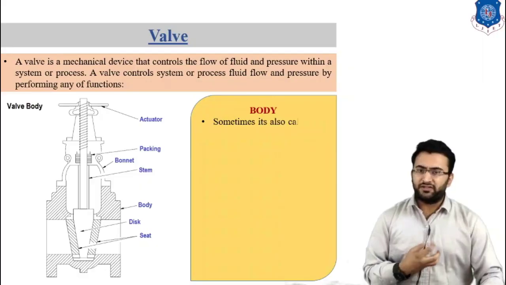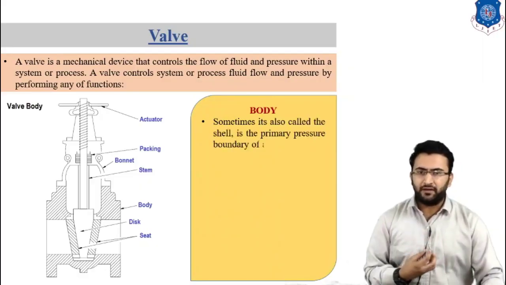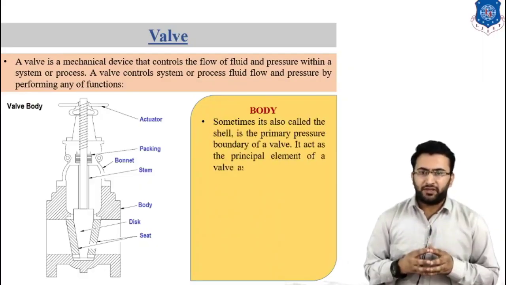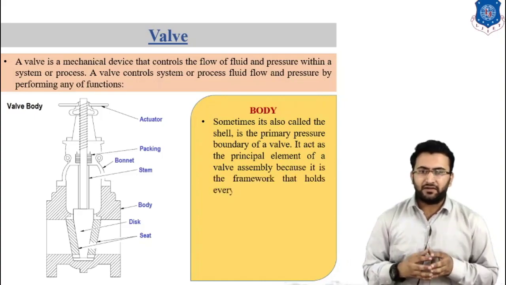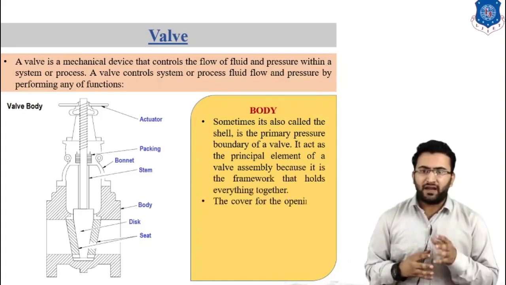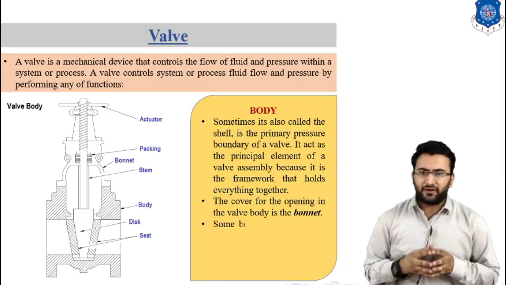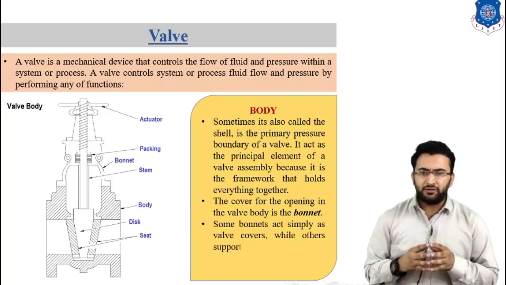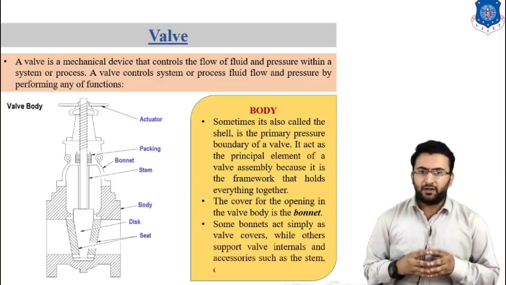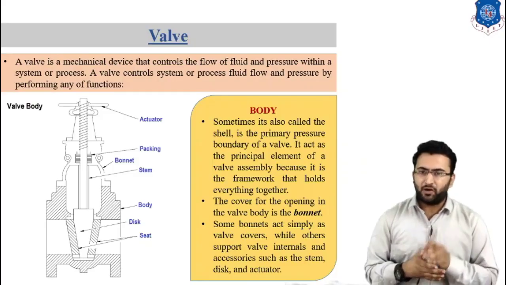What is the meaning of the body of the valve? A body, which is sometimes also called a shell, is the primary pressure boundary of the valve. It acts as the principal element of the valve assembly because it is the framework that holds everything together. The cover for the opening in a valve body is a bonnet.